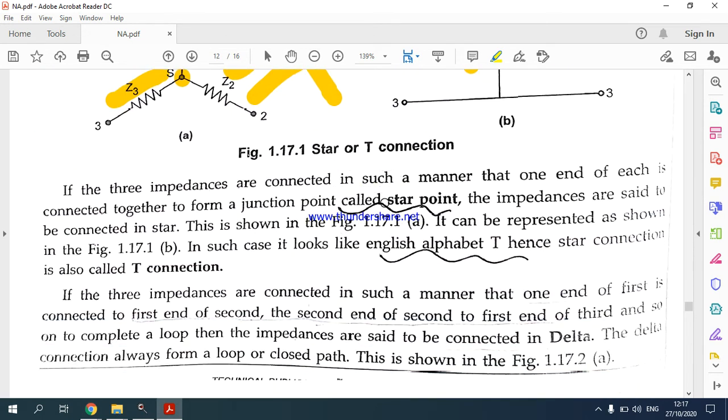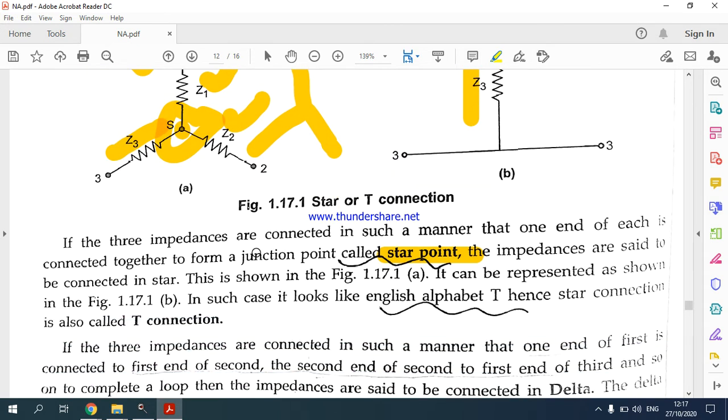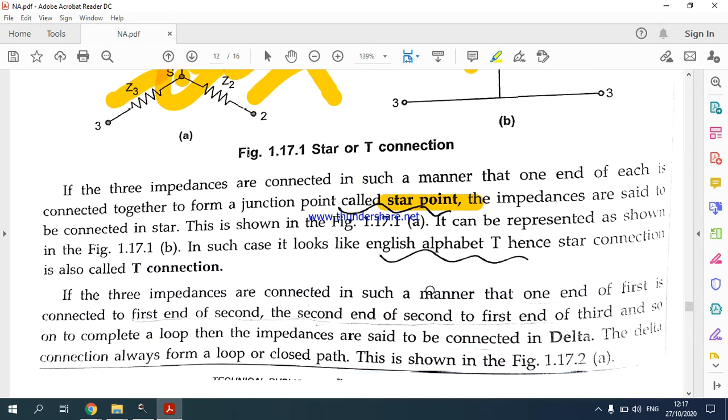So we'll see what is the meaning of star point. If three impedances are connected in such a manner that one end of each is connected together to form the junction, one end of this one is connected to form a junction, you can call this one a star connection. And it looks like the English alphabet T also.